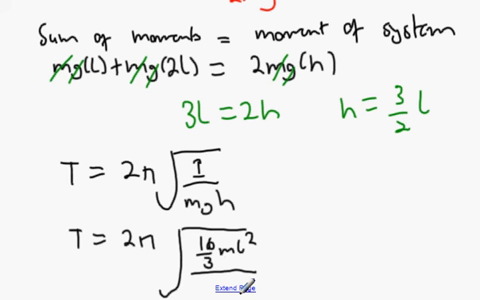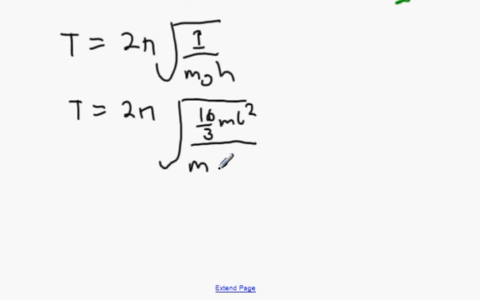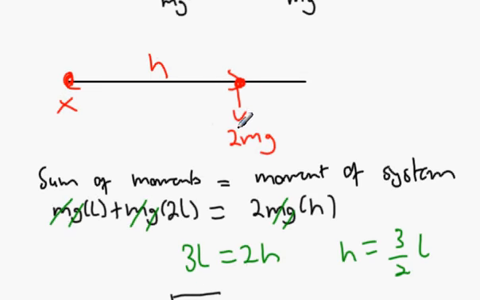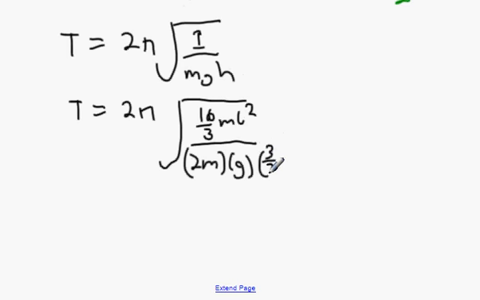M on the bottom, still M. G still G. Oh wait, is it M? It's 2M. Why is it 2M? We're treating it as the rod and the point mass combined. So it's going to be 2M bracket g bracket h. Now what's h? The h is the distance from X, not to the center, but to the new center of gravity. So it's 3 over 2 L, because we want those L's to cancel.